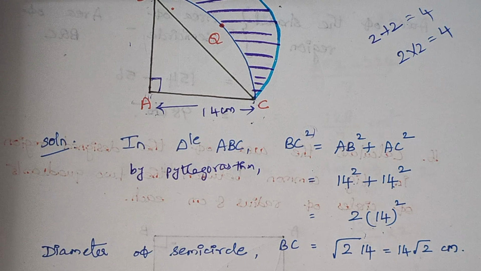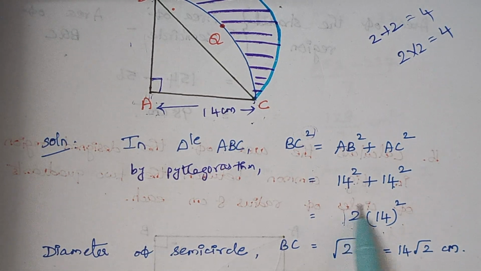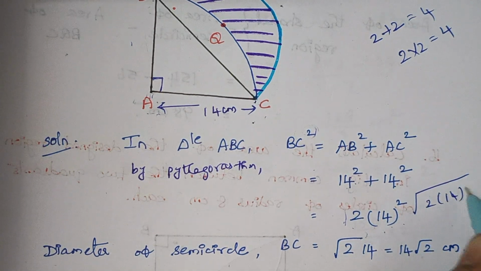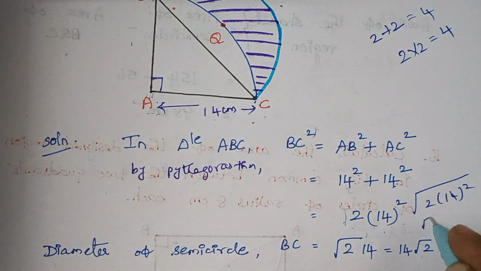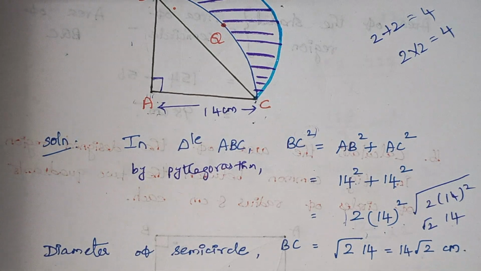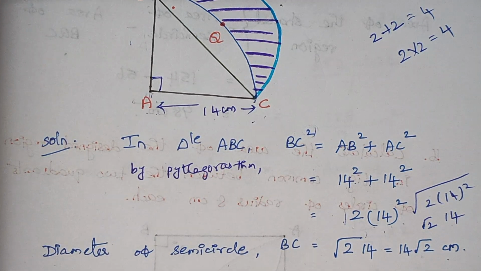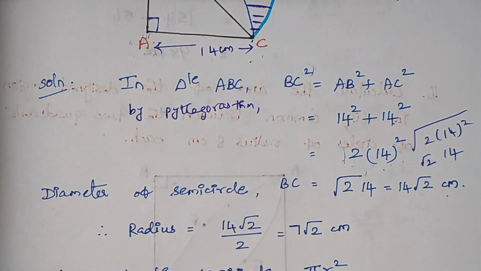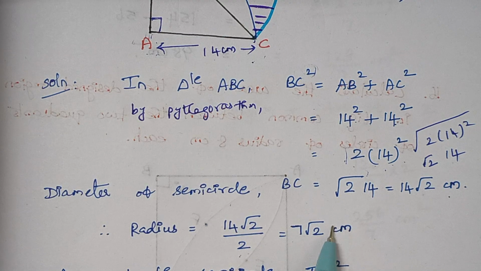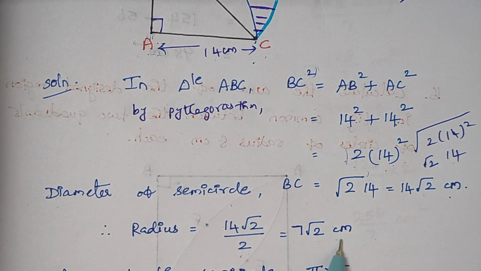times 14 square. So when you take the square root, what happens? So this becomes square root of 2. That is, I am going to take the square root of this entire term, 2 times 14 square. So square root of 2 remains square root of 2 and this 14 square becomes 14, right? So here the answer is 14 root 2 centimeter. So this is the diameter of the semicircle. But what we actually need is the radius. So just divide the value of diameter by 2. So 14 by 2 becomes 7. So 7 root 2 centimeter.